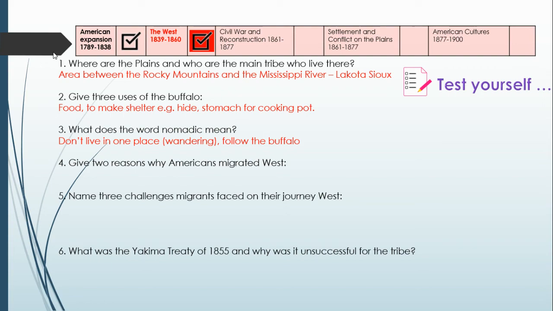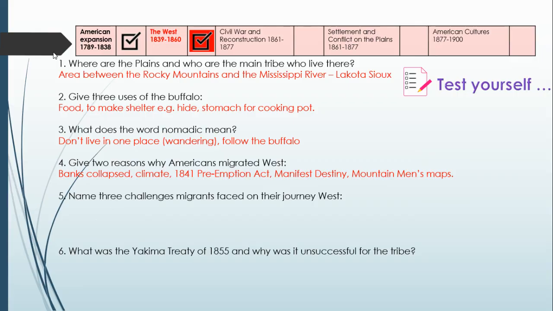Number 4, give 2 reasons why Americans migrated west. You can have any of these examples. I've given all of the ones that I've been through with you. So the banks collapsed in 1837. We've got the promise of a better climate for farming. The 1841 Preemption Act, which remember stopped land speculators buying up all the land and gave the smaller farmers in Oregon a better chance of purchasing their own land. Manifest Destiny, so God's belief that Americans should move west. And finally, Mountain Men's maps, so explorers like Lewis and Clark had laid out trails for people to move west in a safer way.